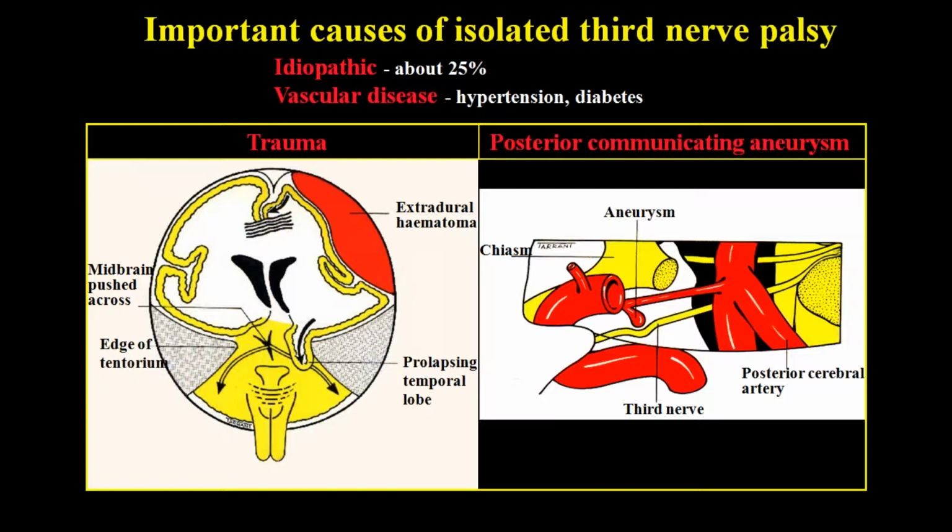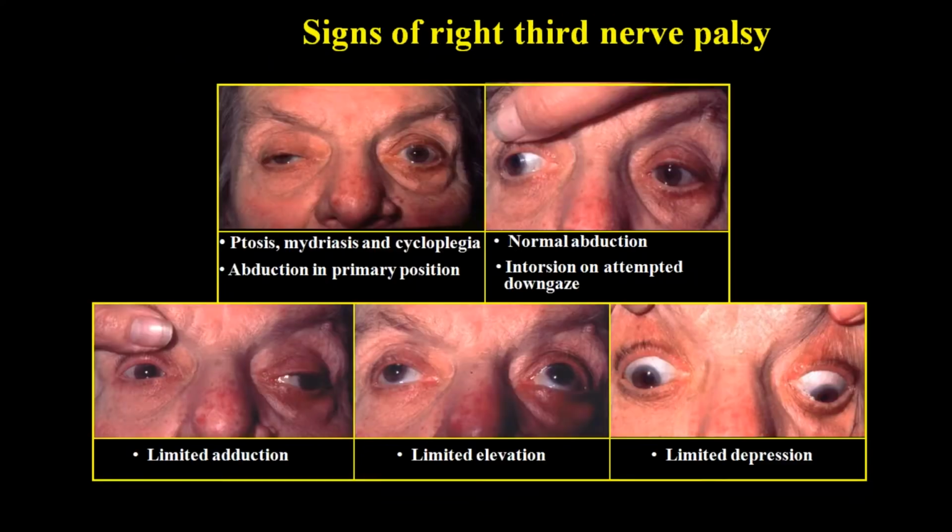If the patient has a third nerve palsy where the pupil is involved, it requires emergency management, trying to find the etiology, because whether it is an extradural hematoma or an aneurysm, both conditions are very serious and require immediate management.